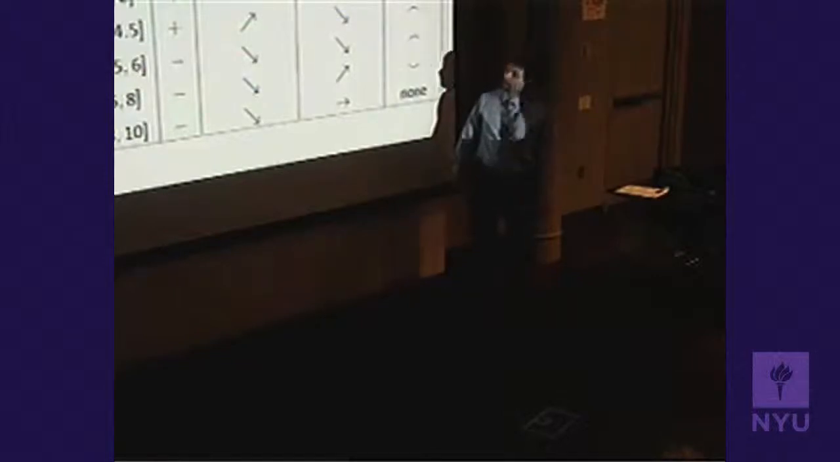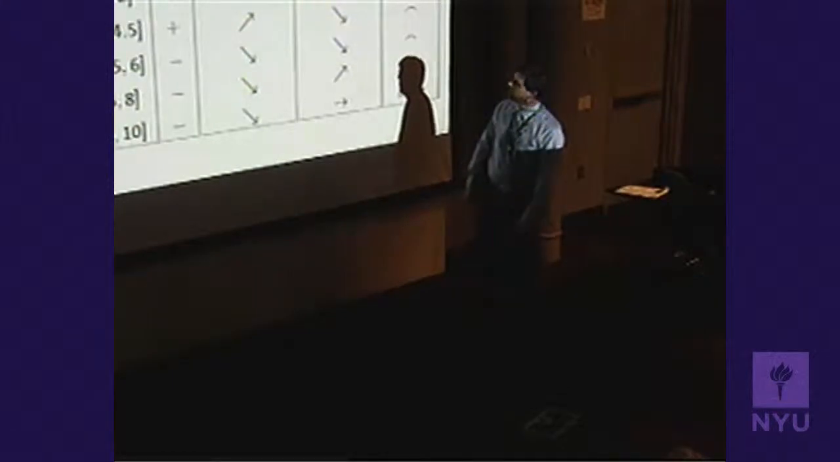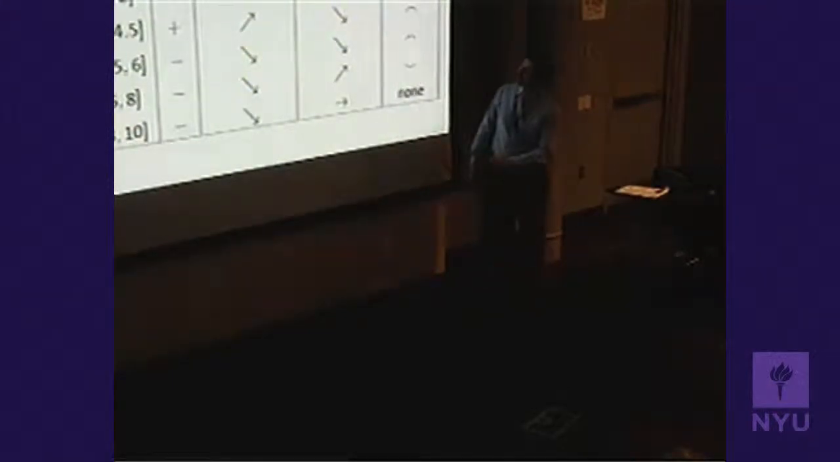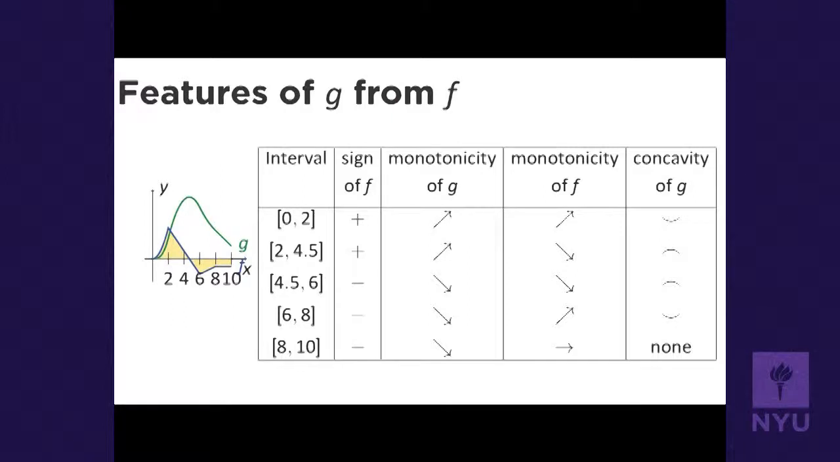And between 8 and 10, f is still negative, making g decreasing, but f doesn't have any increase or decrease to it, so the rate of change of the amount of area we're accumulating in g does not change. So there's no concavity in g.